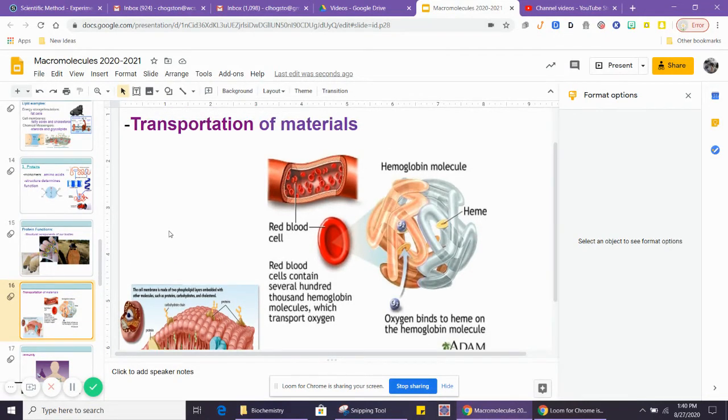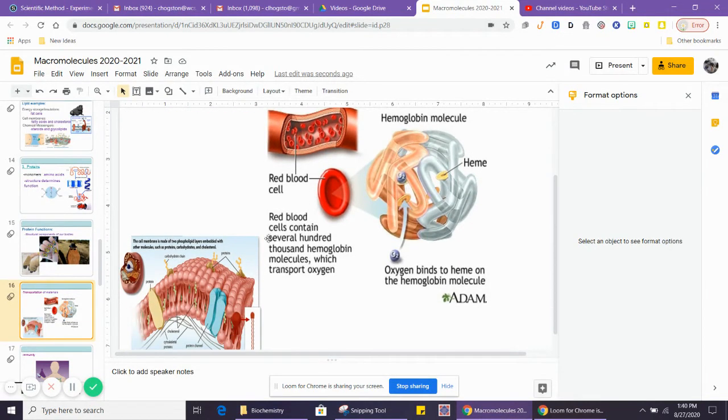Now, the other means of transportation, we could be talking about hemoglobin. So you see hemoglobin here, which is a part of your red blood cells. You've seen these red blood cells before. The hemoglobin has a point of attachment for oxygen and a point of attachment for carbon dioxide. So it transports carbon dioxide and oxygen at the same time. Oxygen is picked up in the lungs and carbon dioxide is deposited in the lungs.